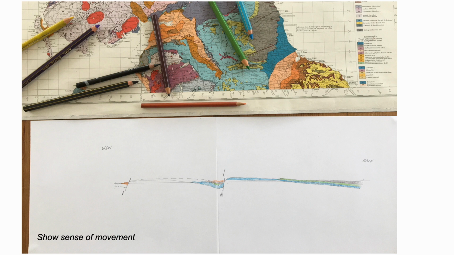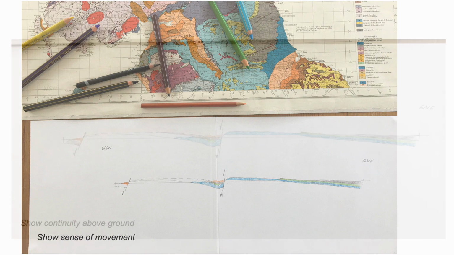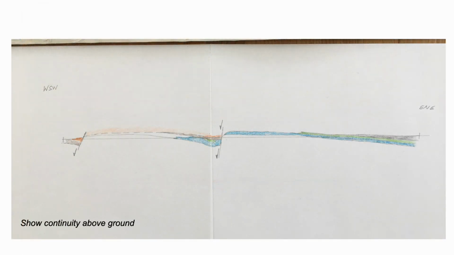Now here's why it's important to show what's been eroded, what's up in the air in our cross sections. I'm going to project the continuity of those brown units across the top of the map here to link the two faults, and if we do that we can see that the fault on the left there on the western side has down-thrown to the west.